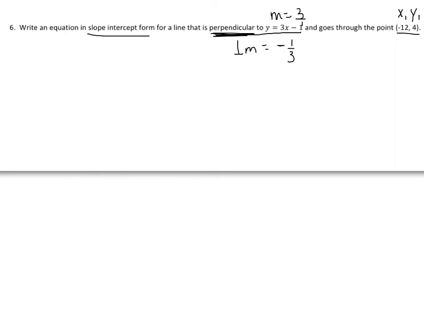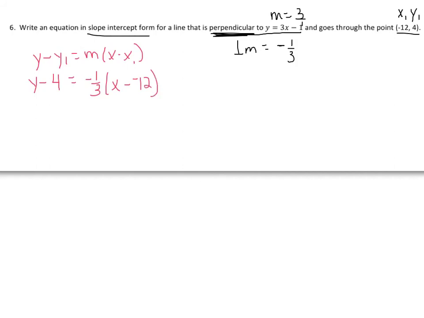Okay, so let's go ahead and use our point-slope form to work out this problem. So we have y minus y1 equals m parentheses x minus x1. As you're working these problems, I want you to copy down this form before you start substituting in, because it'll help you remember it. So we have y minus the y1, which is 4, and that equals a -1/3 parentheses, x minus a negative 12.